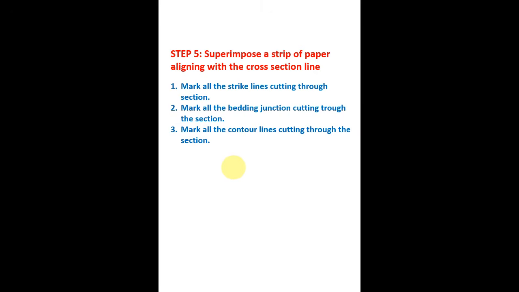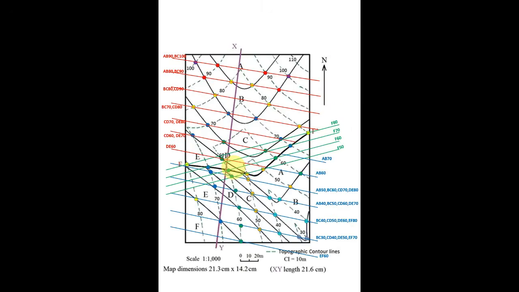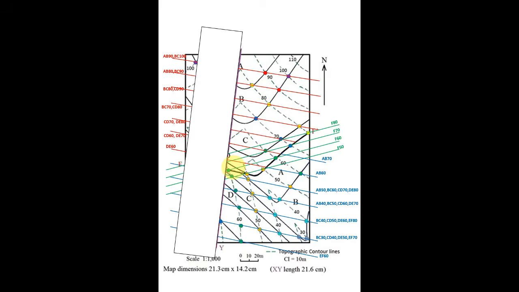Now comes the main part, that is drawing the map. So I'll be superimposing a strip of paper, aligning it with that XY line, and then we'll start marking. First we should mark X and Y, then we should mark all the strike lines and write their names. Here I am showing with their colors so that you will understand which strike lines are for which rocks. Then we need to mark the bedding junctions AB, BC, CD, DE. This would be BC again, CD, DE, EF.